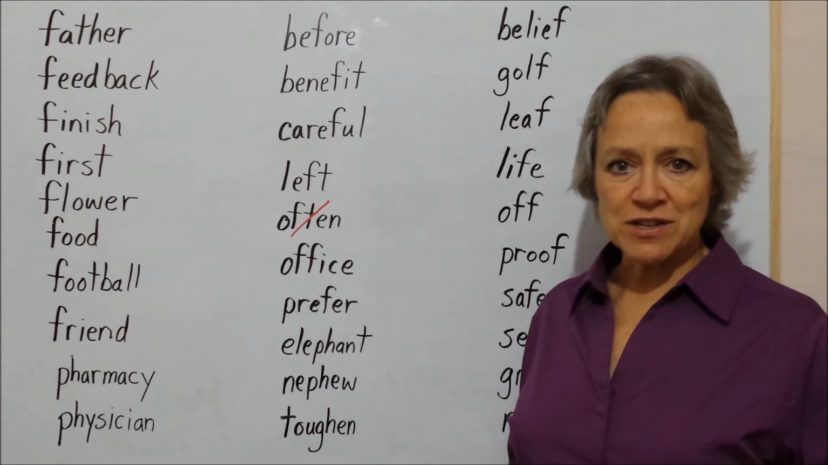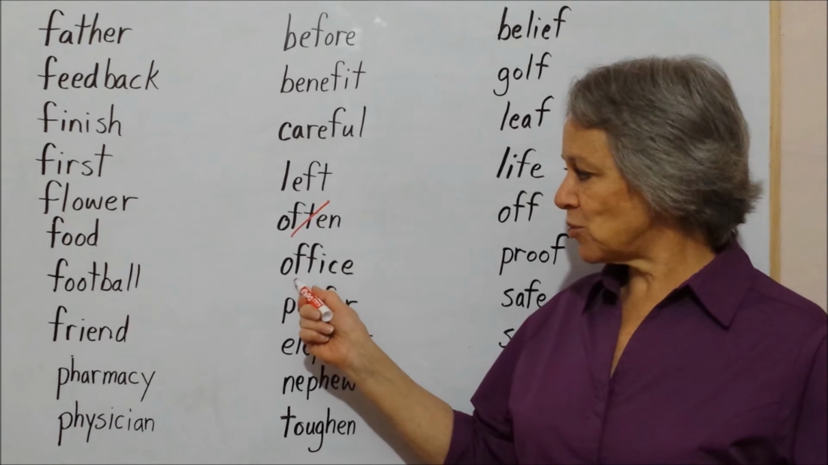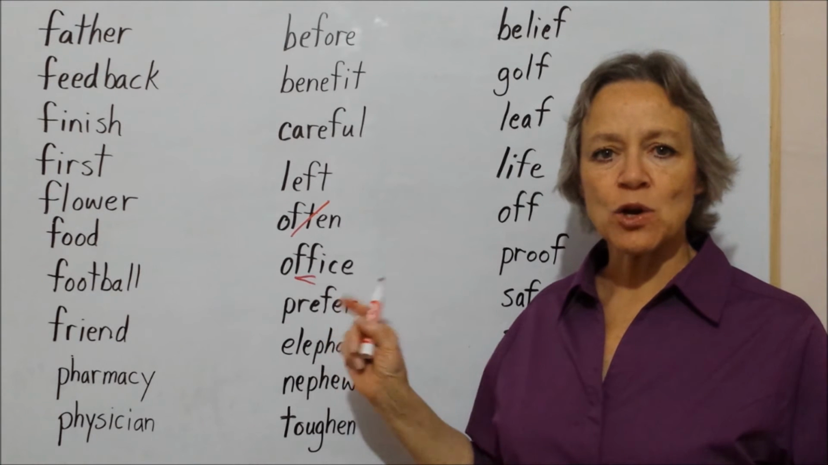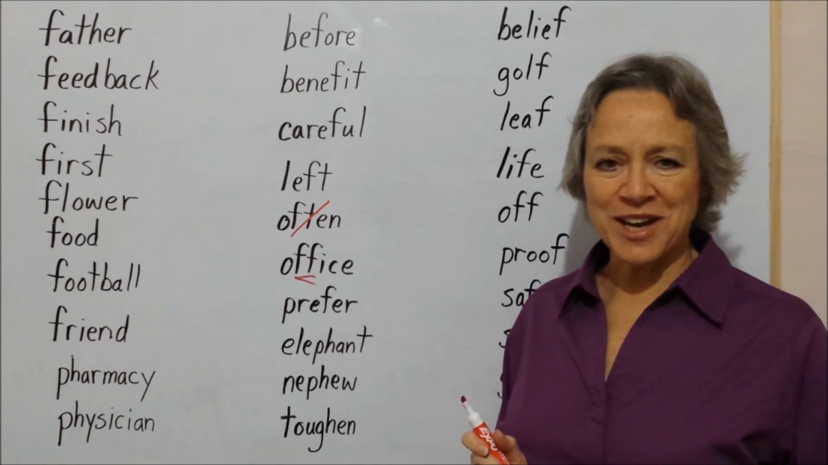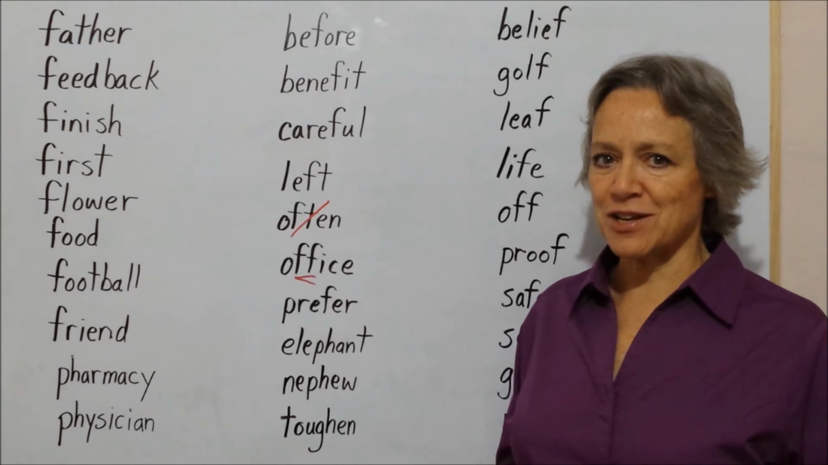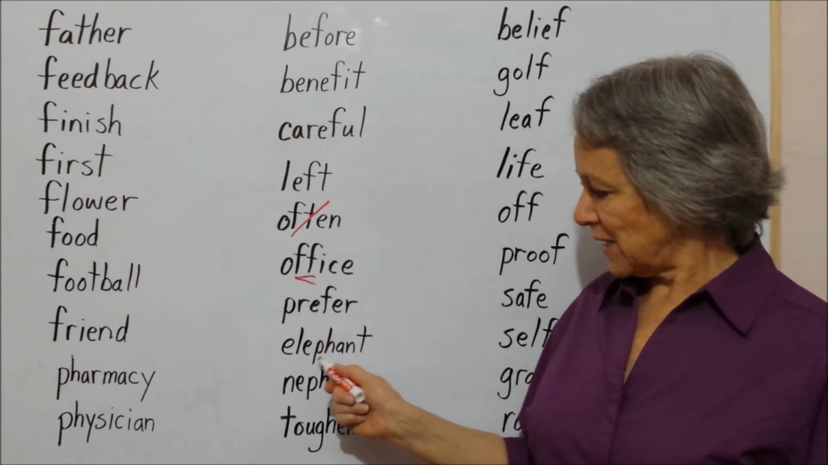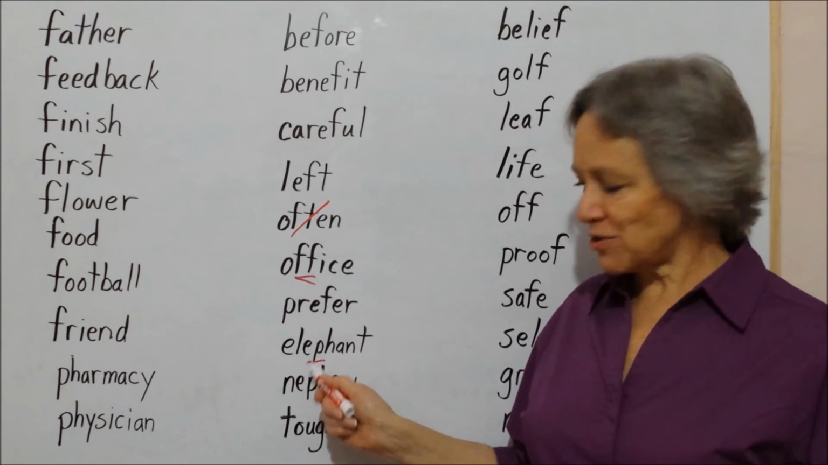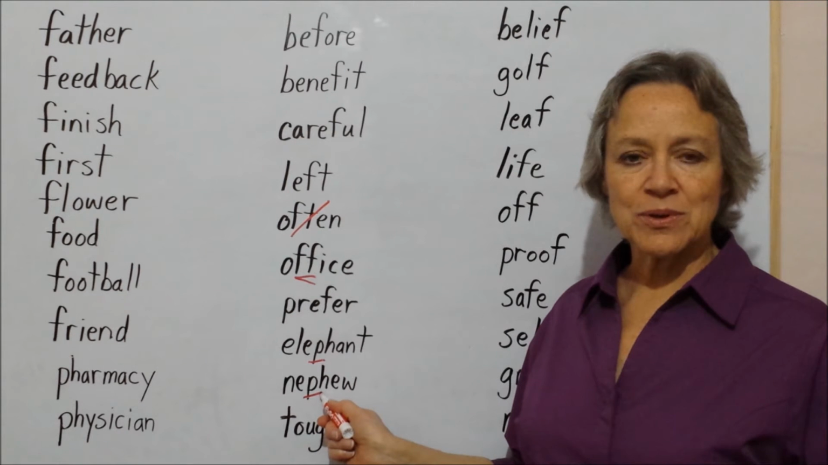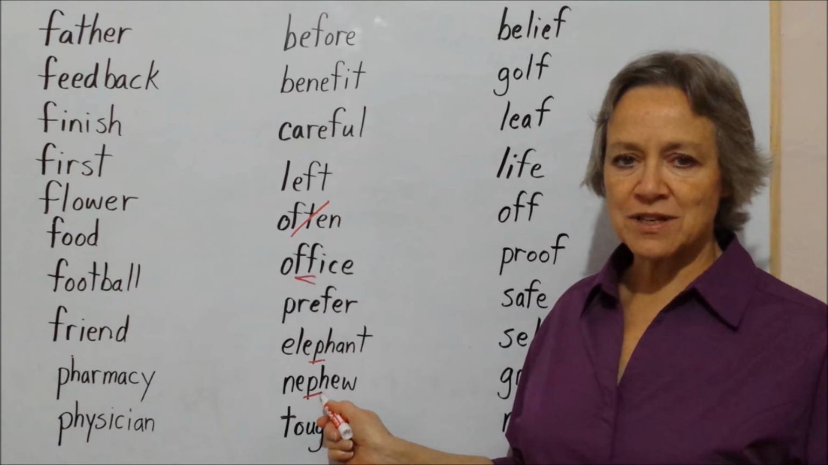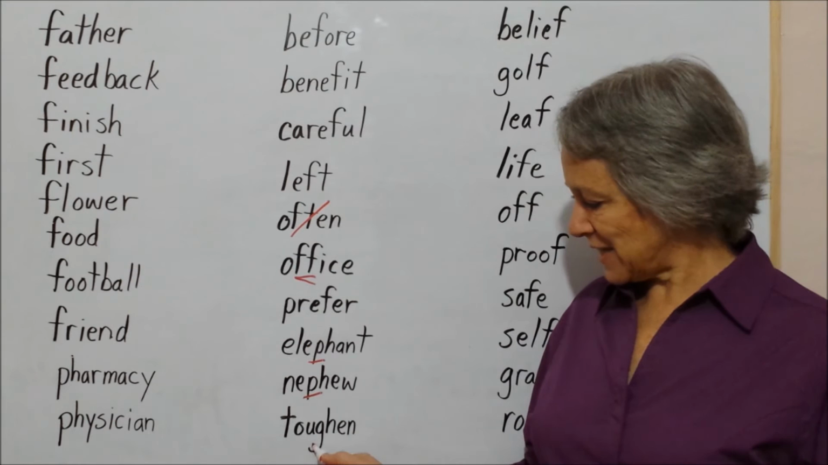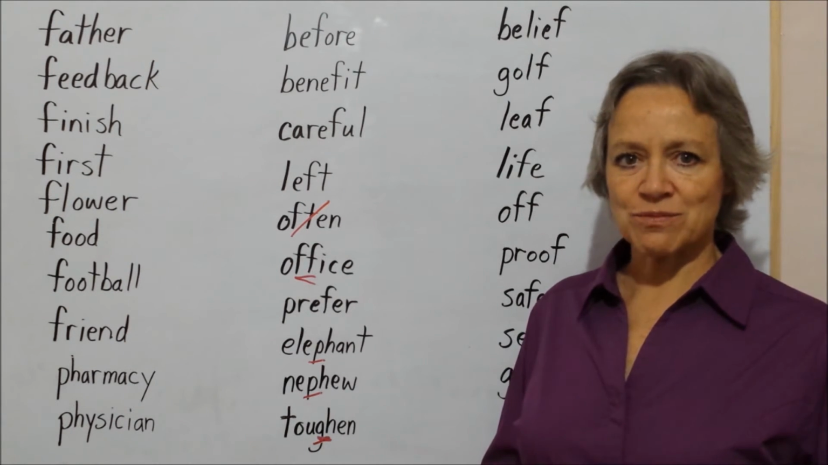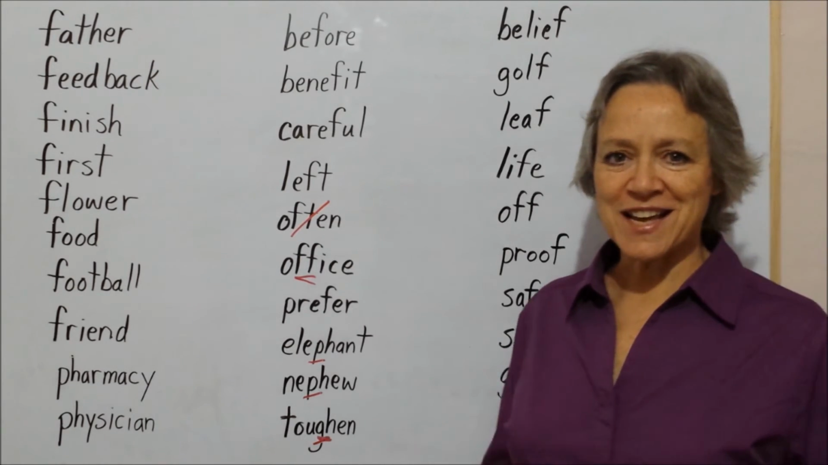In this word, office, please notice that I have two F's together. In cases like this, we only get one F sound, okay? The two F's make one sound, not two sounds. Here, in elephant, F is made with the letters PH, and also in this word, nephew, F is made with PH, okay? And in this last one, the F sound is made with the letters GH, okay? Let's take a look at the last column.